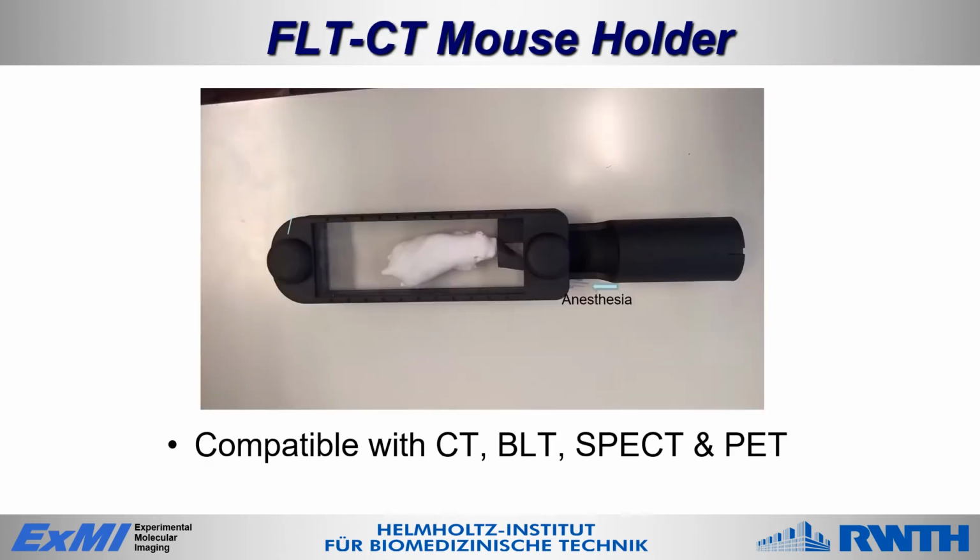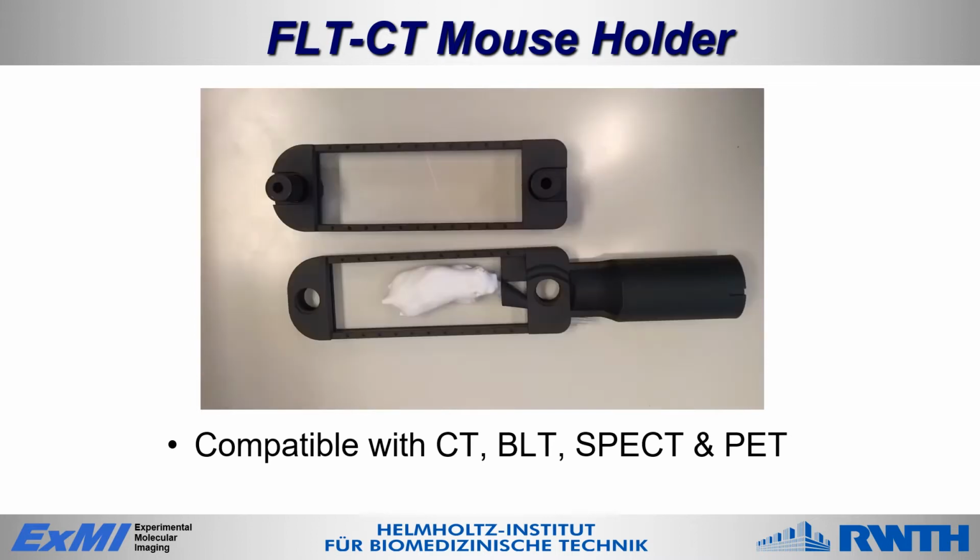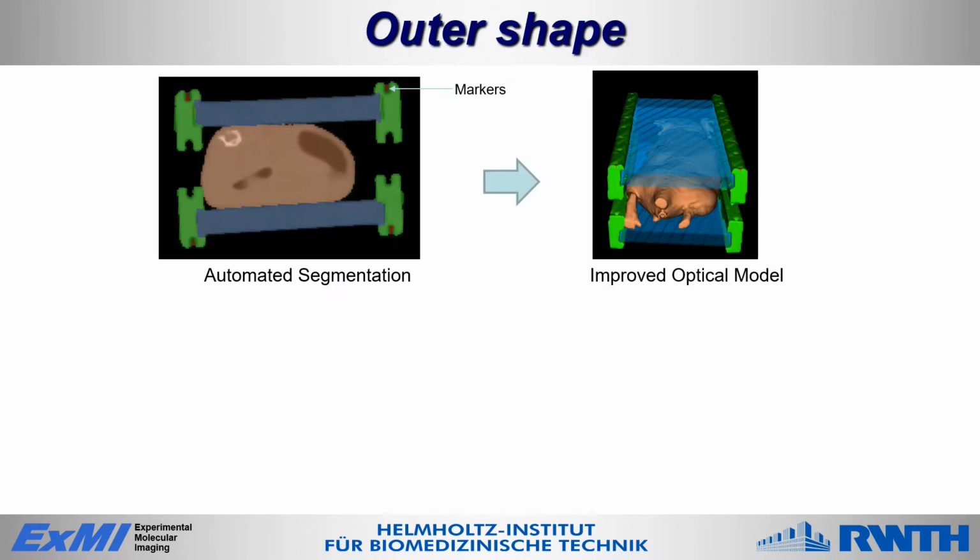The FLT makes use of a special mouse bed, which is compatible with CT, BLT, SPECT, and PET. The mouse is covered between two plexiglass plates, as is shown here. The MILabs system acquires a CT scan automatically before the FLT scan. That data is then used for an automated segmentation of the mouse bed, including the markers which are used for fusion, but also the mouse shape here. From that, an improved optical model is generated.